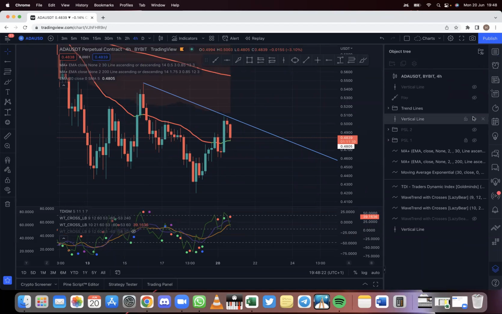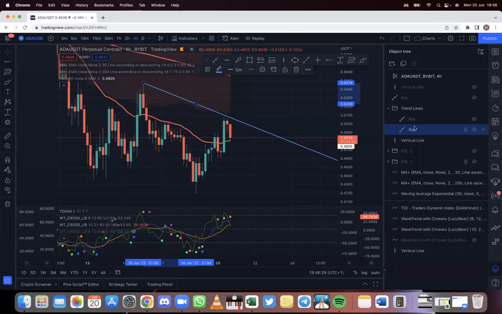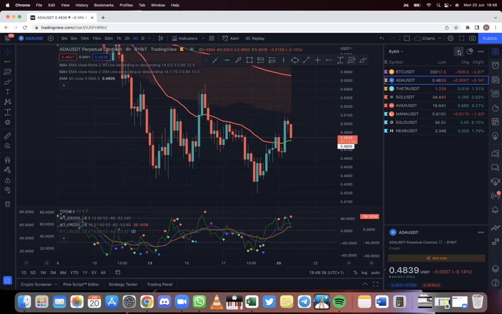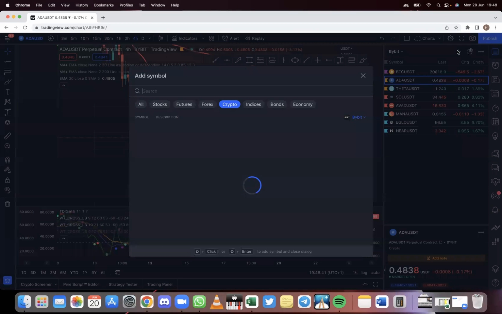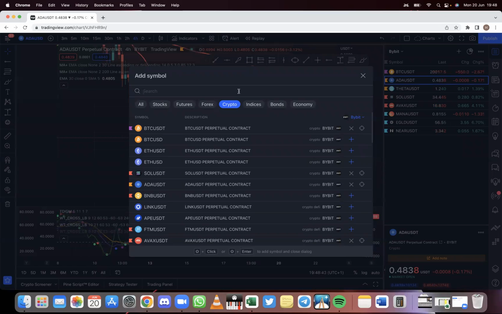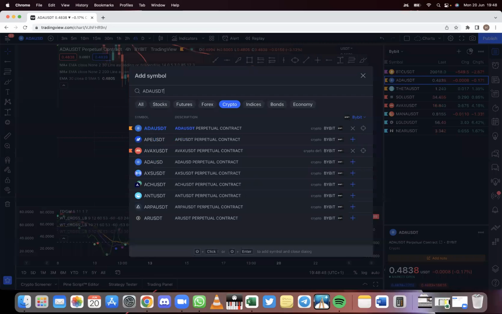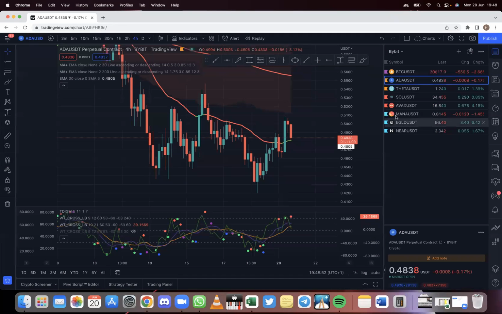How you get ADA is simple. If you don't already have it in your list, go to the plus sign here as usual, come here and type in ADA USDT, and then you see it pop up. Find it on Bybit and select it. Once you select it, it comes into your list, and then you pick it up.